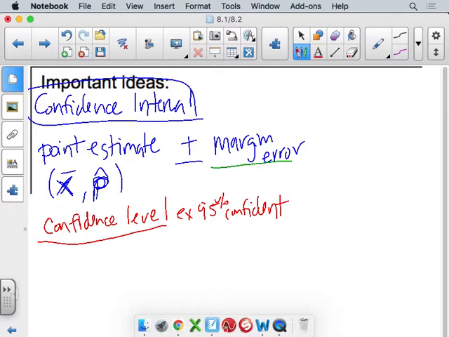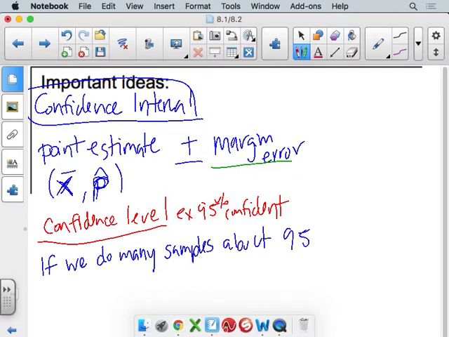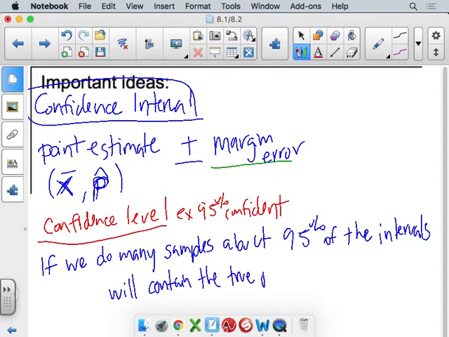Okay, so what does it mean if I'm 95% confident? What that means is probability. If we do many samples, over the long run, think about flipping a coin. Over the long run, if I do many samples and get an interval, about 95% of those intervals will contain the true population number.